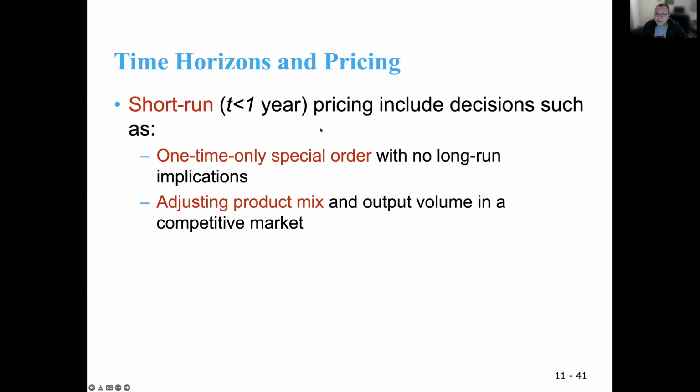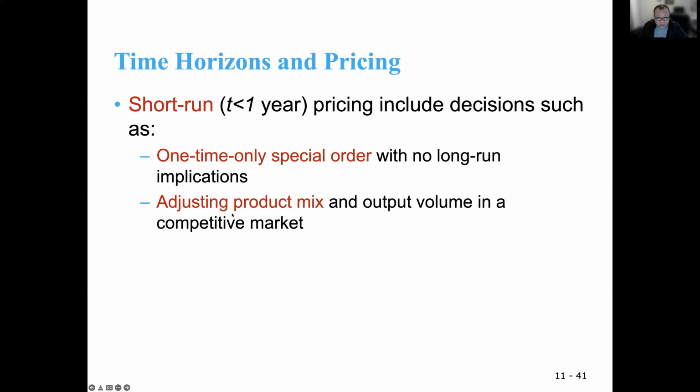For short-run pricing, decisions normally refer to a time period within 1 year. For example, you may have a special order. This is a one-time only special order, so it does not affect you in the long term. Within one specific year, there's one special order. The market price is 200. They wish to have a special order for a cheaper price, maybe 180. Will you take it? That will be a decision. We say this is a short-run pricing decision.